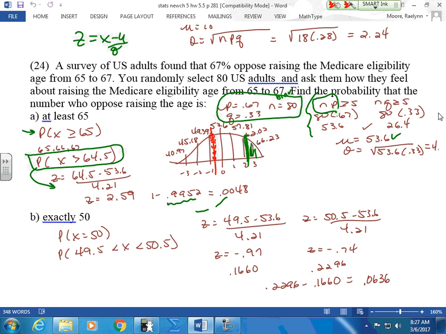Picking a to and from number, at least, at most, from here to here number is a lot easier. Find your z-scores for both. Make sure you use your corrected for continuity and subtract your areas.